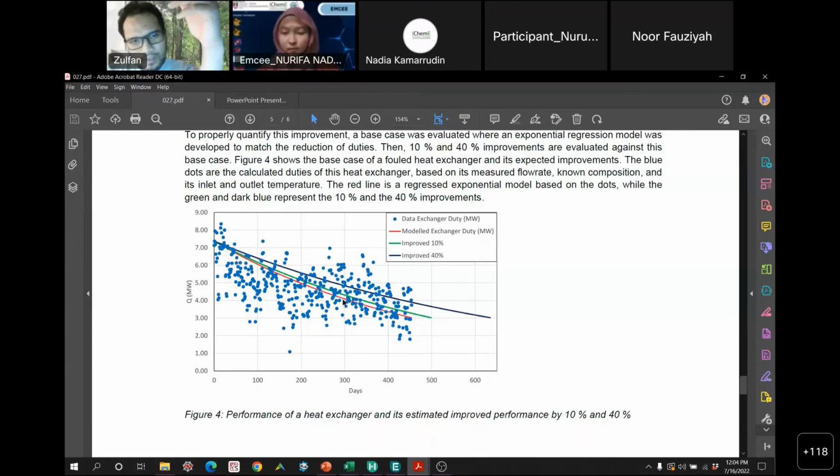If I make an exponential equation on this, I arrive at this red line. This red line is about the middle ground of all of this scattered data. That's how I know, because the duty keeps dropping, that this heat exchanger in particular is fouled. That's how you visualize what you have calculated before.